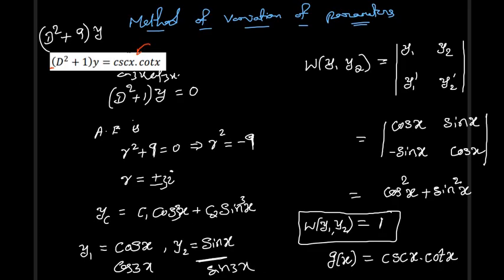And what happens to the Wronskian in that case? This will be cos 3x, sin 3x, and this will be minus 3 sin 3x and 3 cos 3x, right? So in the Wronskian you'll get 3 times of this, 3 times of this. Finally, you'll get 3 as the Wronskian. So be careful. If you have some different number here, then you'll get a different quantity. I hope you understand.